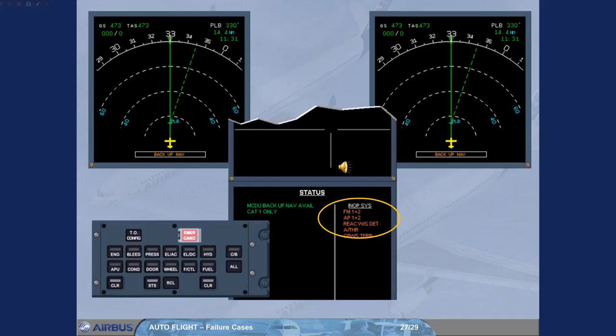If the two FGs are available, engage the AP on the side of the IRS which is assumed to be the best. Remember that NAV mode is not available. This is the reason why it is advisable to select the bird on. We assume the procedure is completed.